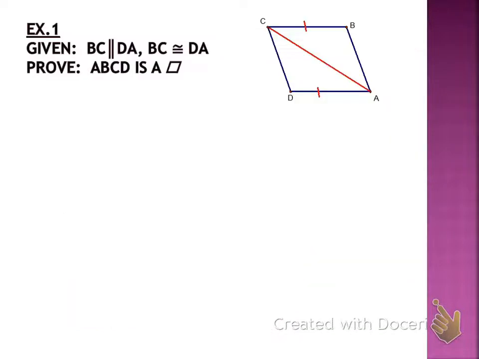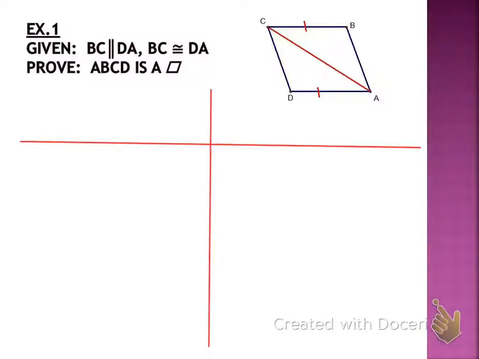Okay, moving on. Oop, too fast. Here we go. All right, we are given some information. We are asked to prove that ABCD is a parallelogram. Remember, that's our little symbol for parallelogram. So it's been a while, but we should remember how this works. We need statements and reasons. Statements, reasons.